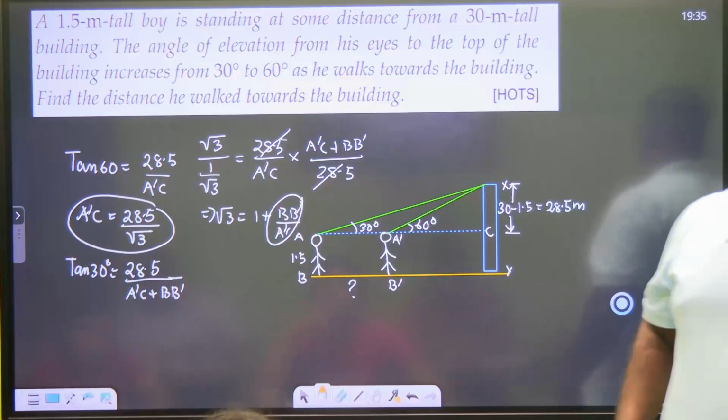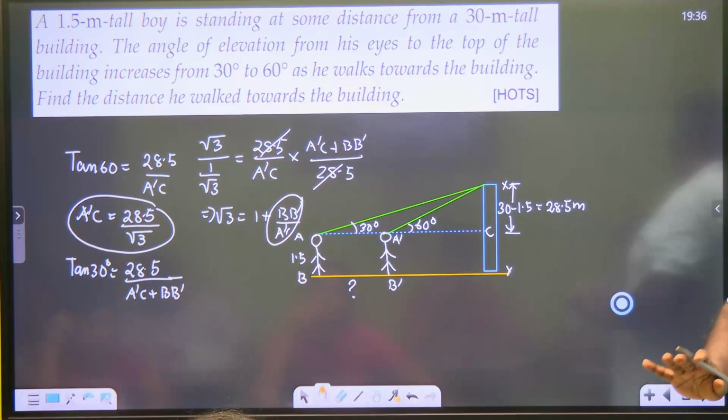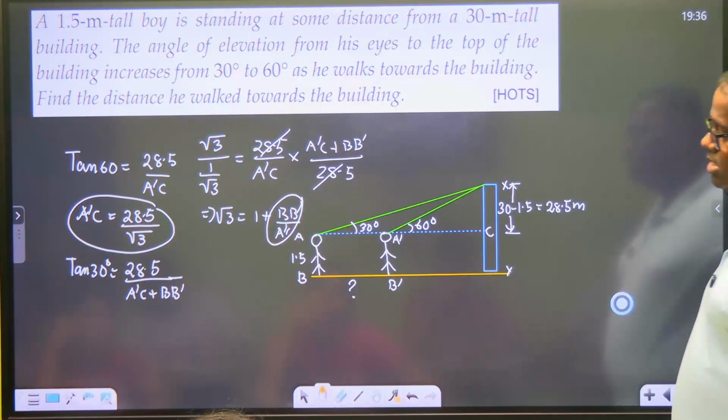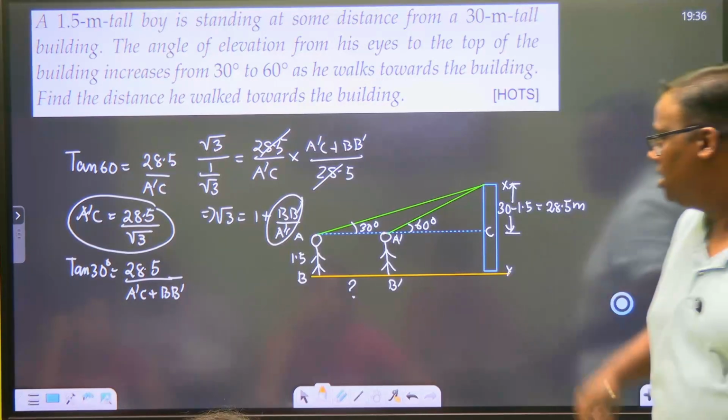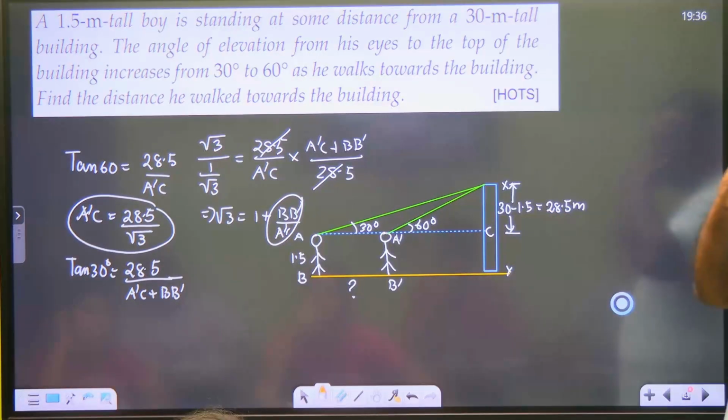Like you took 30 minus 1.5 there. Why did you take it? Tell me, which triangles are there? Which triangles are you able to see? In trigonometry it is a right angle triangle. What are the right angle triangles? First is XAC. Whatever you take, tan or anything, the opposite side will be only XC.